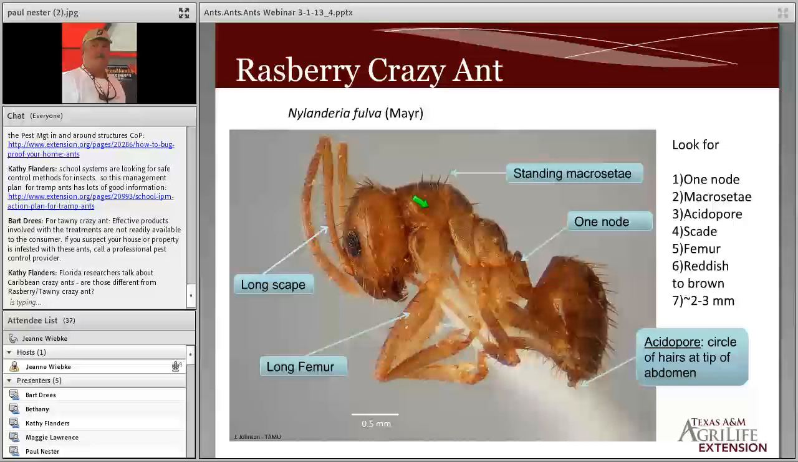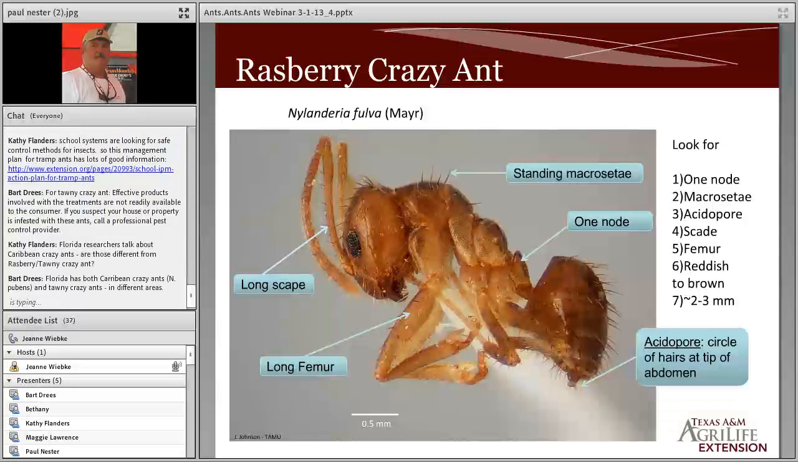This is also very common for Nylanderia pubens. So both of these ants are almost impossible to tell apart except by looking at the male winged alate. For us, though, since Nylanderia fulva is a dominant ant in the area, if we see it, we're pretty certain that it is the tawny crazy ant. But it's always good to have specific identifying characteristics. If we can get the male, we can make sure that it is Nylanderia fulva in the area.